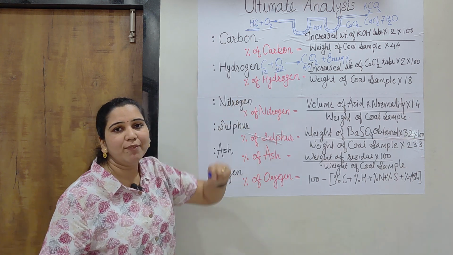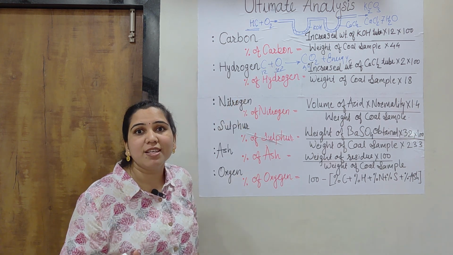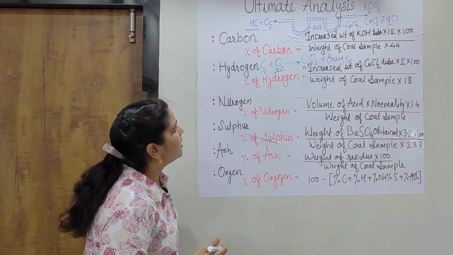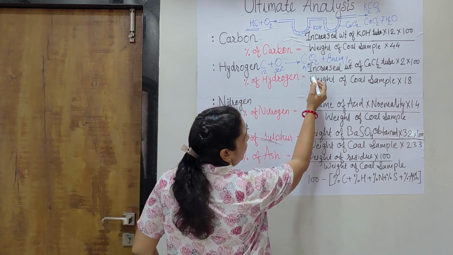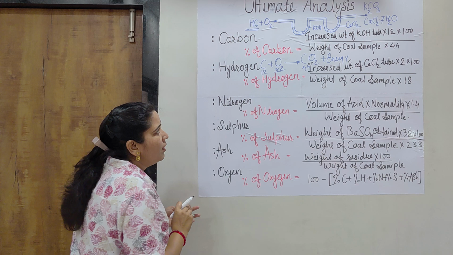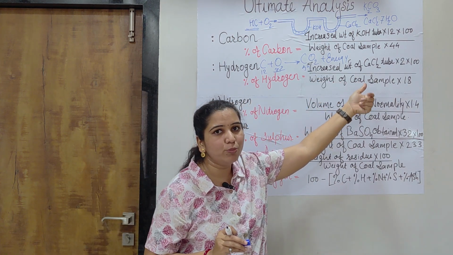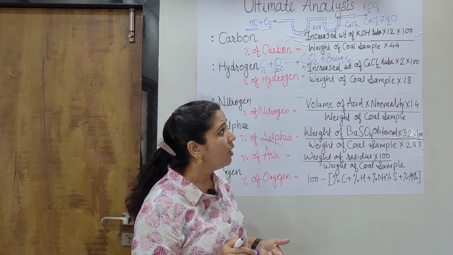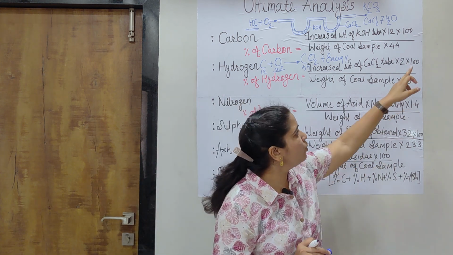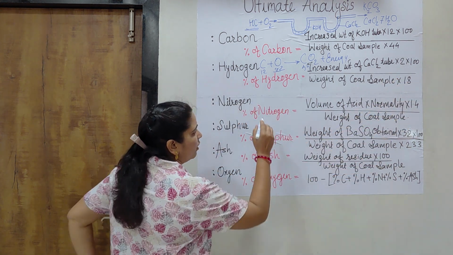Okay, now next is the percentage of hydrogen. In the same way, we have the increased weight of the CaCl2 tube also. The water vapor is locked up in this particular CaCl2 tube. So the percentage of hydrogen is equal to the increased weight of the CaCl2 tube, which has increased after passing the water vapor, into 2, over the molecular weight of water.